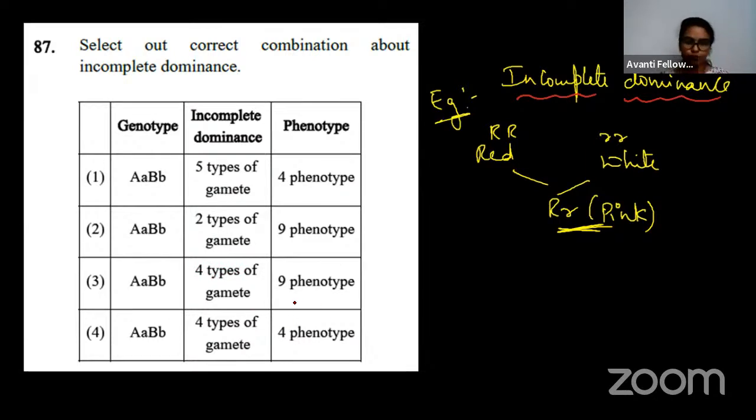ठीक है, now अभी यहाँ पे हम लोग क्या करेंगे? What we are going to do? See, it's very simple. We have to take capital A small a, capital B small b. ठीक है, so now we'll start to cross among them. ठीक है, हम लोग अगर क्रॉस करेंगे ना, then capital A capital B, capital A small b, small a capital B, small a small b. So what are these things? These are the gametes.